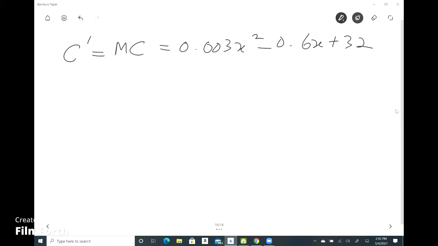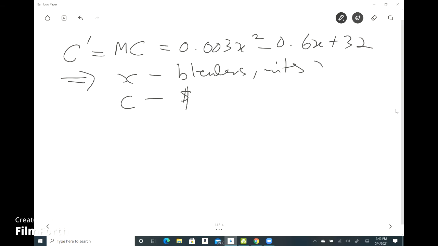And what is x? Okay, we should specify the x before, you know. So anyhow, let's do it now. What is x? Anybody? Number of kitchen blenders. The x are kitchen blenders in units. Okay, just unit. And then the cost is again here in what? Dollars.